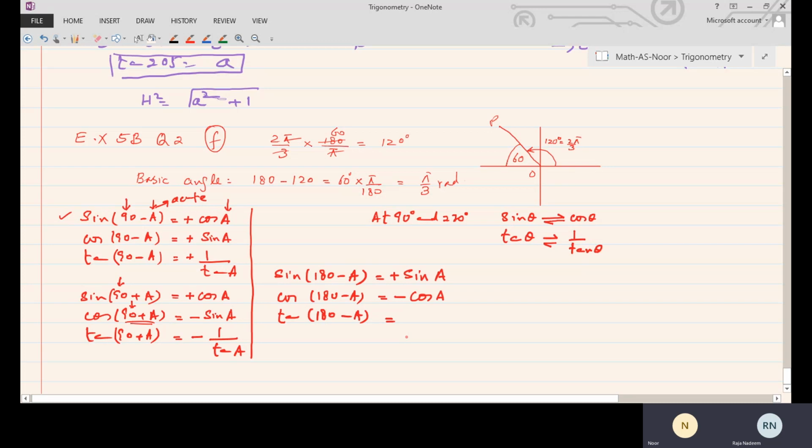So at 180 degree, none of the ratios will change, and the angle will remain. Yes, the ratio will not change, and we put the sign of ratios according to the quadrant. As we are in the second quadrant, and we know that cos is negative, tan is negative, we put a minus sign. So this minus sign is with respect to the quadrant. 180 minus A means we are subtracting an acute angle from 180 just to get the idea of the second quadrant.